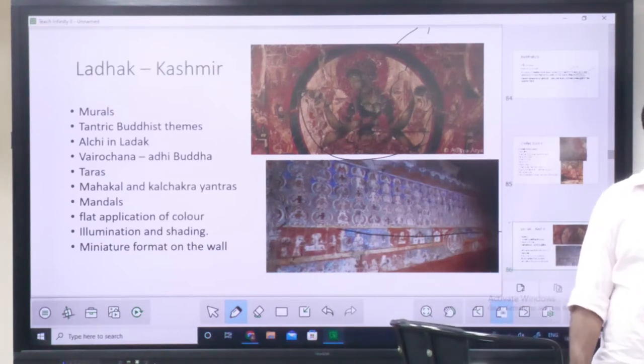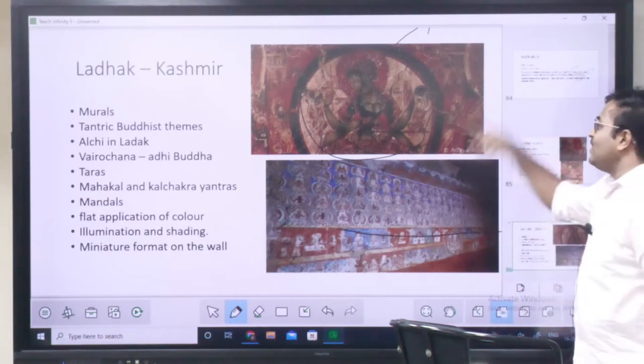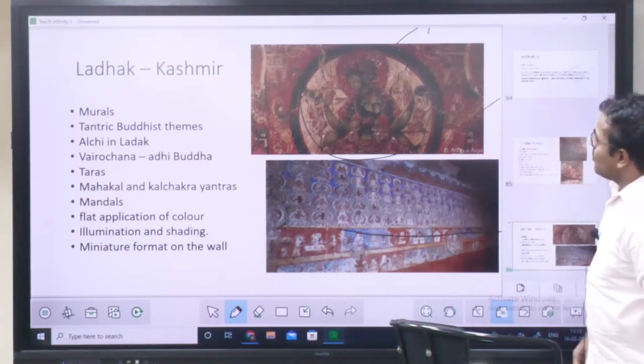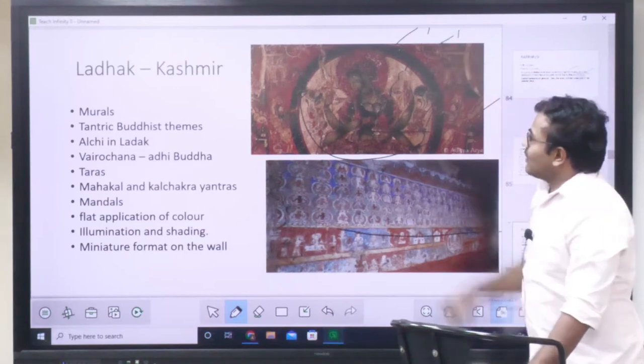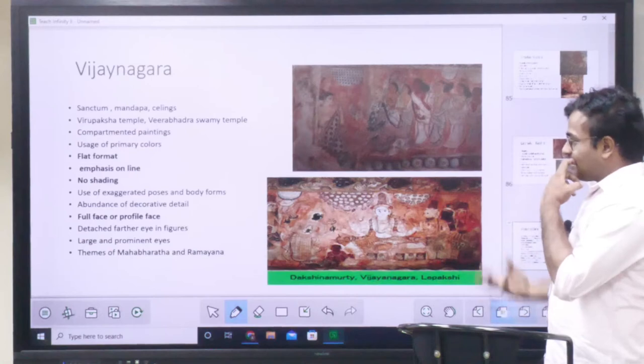For each purpose, there is a specific god. For each day, there is a specific god. For each time, there is a specific god. That way, people use their imagination very freely. Buddha might never have thought that whatever he preached would get converted into this fashion, but it happened.